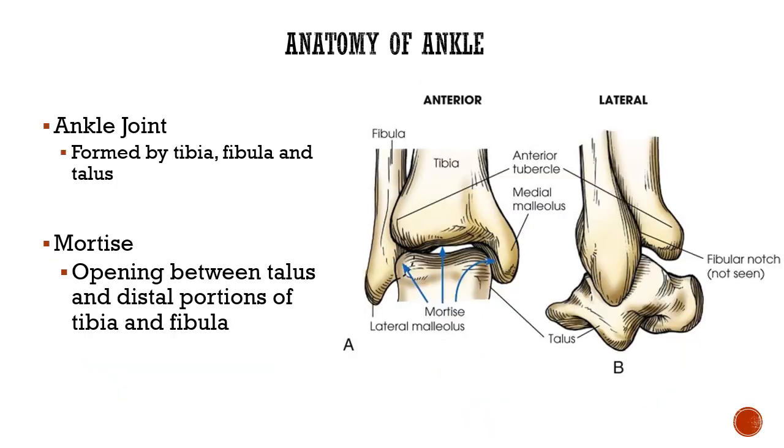The ankle joint is formed by the tibia, fibula, and the talus. So there's the tibia, the fibula, and the talus, which is shown here. And we have the mortise joint, which is shown in this picture. That is the opening between the talus and the distal portions of the tibia and the fibula.